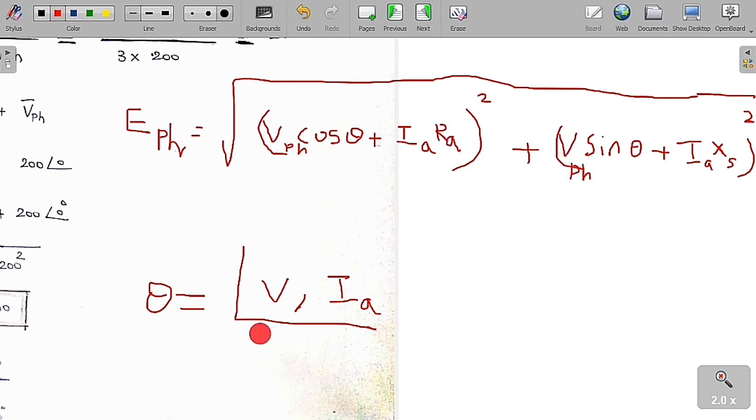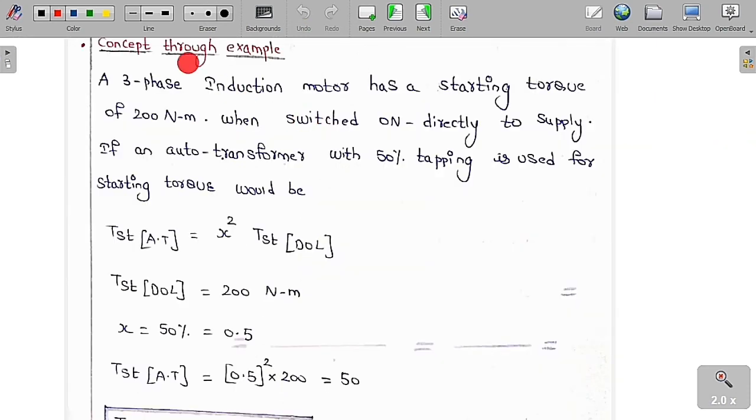So theta is the angle between V and I. As theta is equal to 0 because of the unity power factor load, we can say V and I are in phase with respect to each other. If V is equal to 200 at an angle of 0, then I is also 20 at an angle of 0. That is what I am trying to tell you. Let me tell you a small concept through an example.